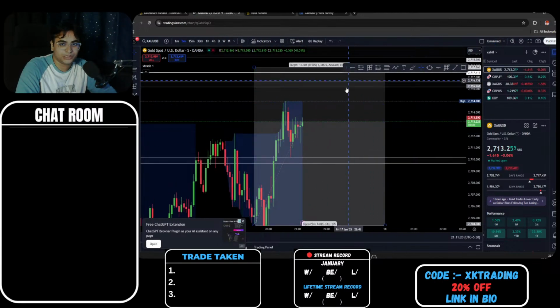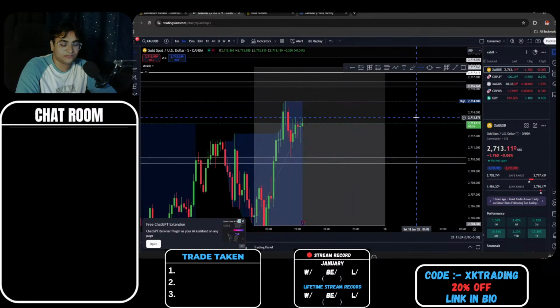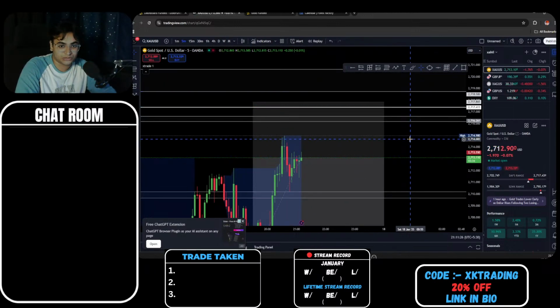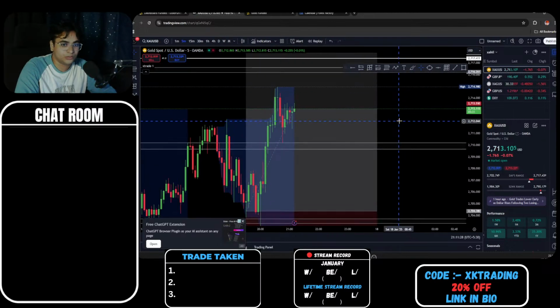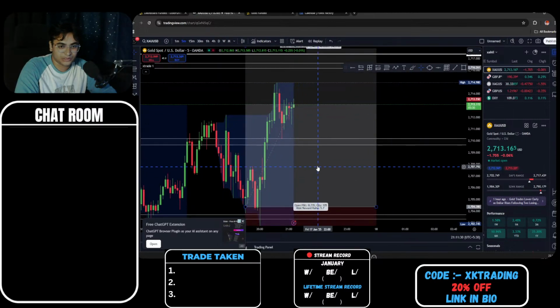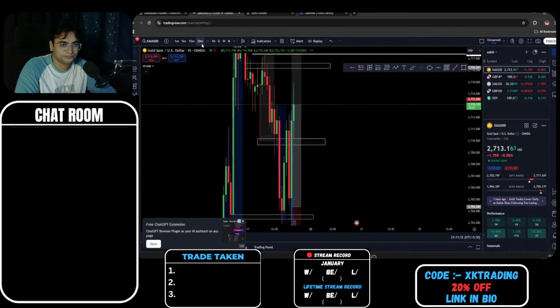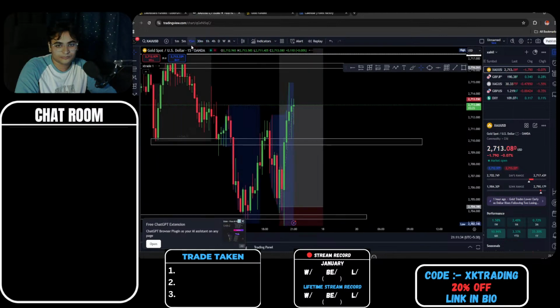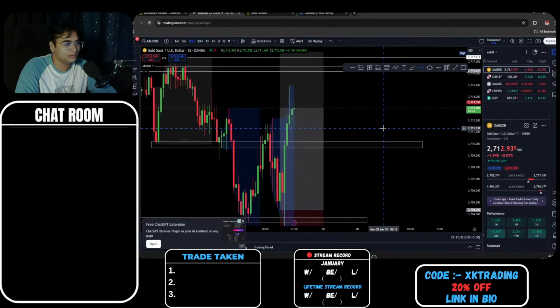The question is how strong is this momentum? If it's really strong enough to push up, then it will go without a pullback. But if not, then it will tap here again and then move up. We have 3 minutes for the candle to close.